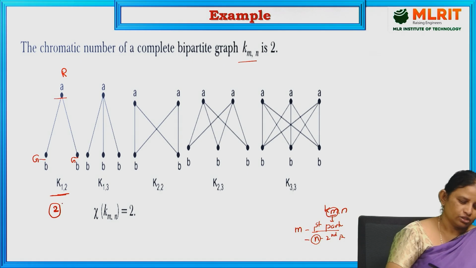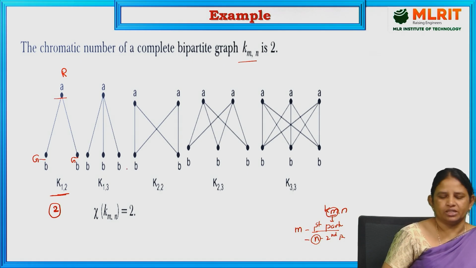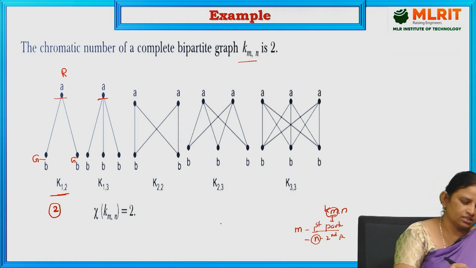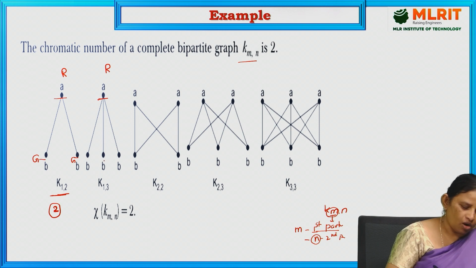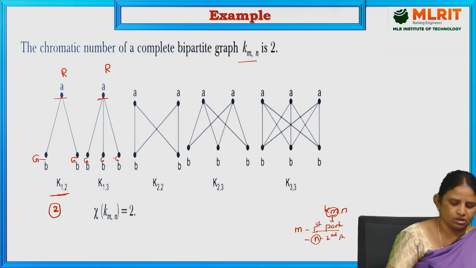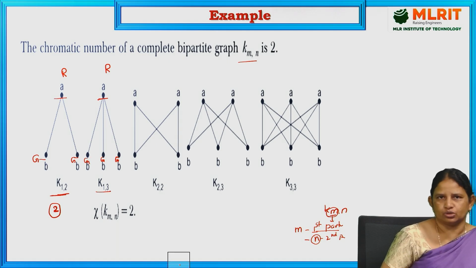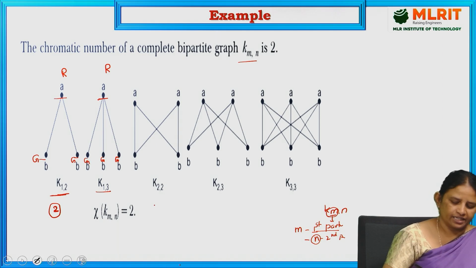Next, K13. That means the first partition consists of one vertex and the second partition consists of 3 vertices. The first one is colored with red, and the B's are always colored with green. Because the B's are not adjacent, we can use the same color for all the vertices of B. The chromatic number for K13 is 2. That is also satisfied.